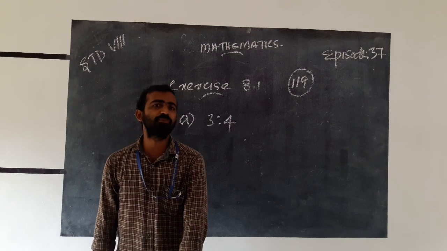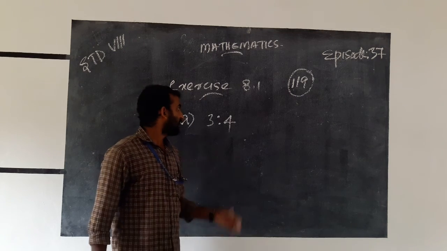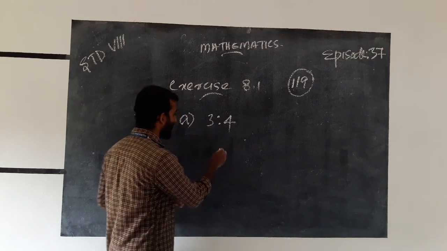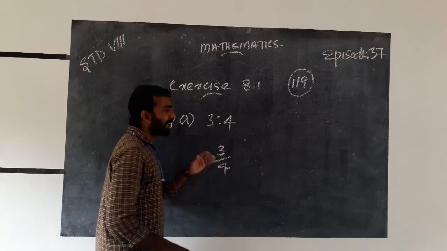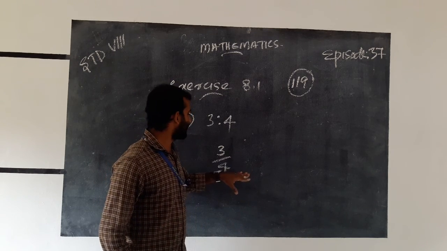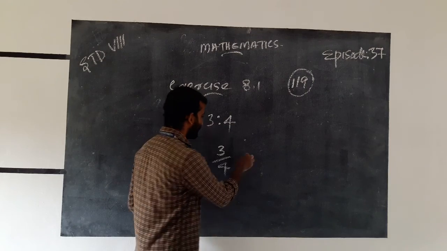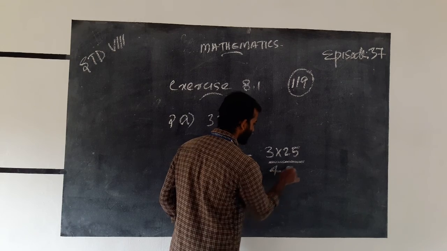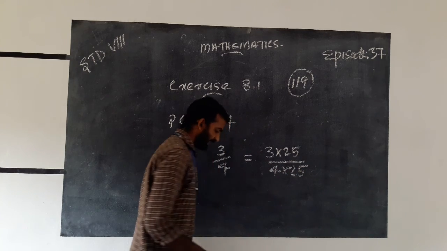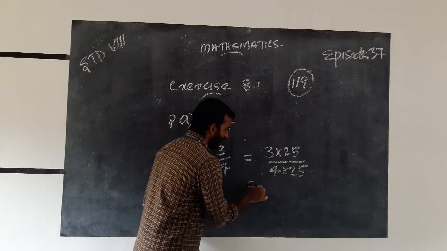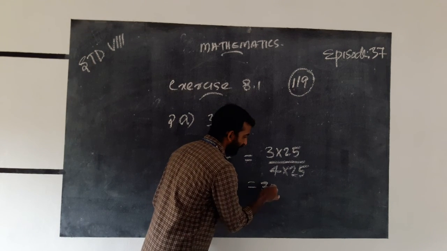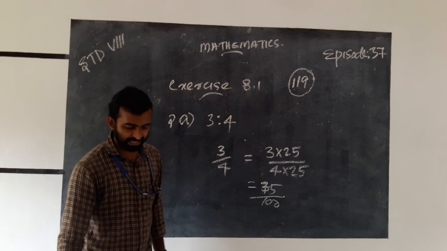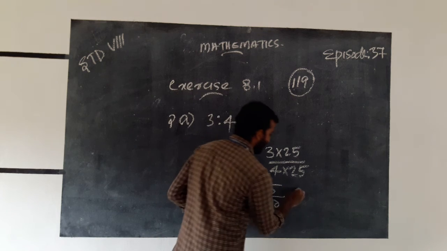There are two ways to convert to percentage. The first method is we convert the denominator into 100. Here we can write it as 3 by 4. Here the denominator is 4. We want to convert the 4 into 100. So we can say 3 into 25 by 4 into 25. Is it? Yes. That gives 75 by 100, which is 75%.